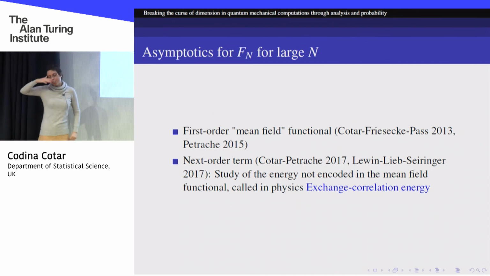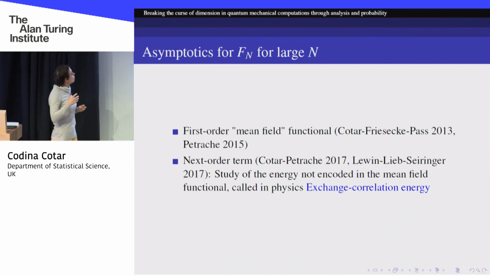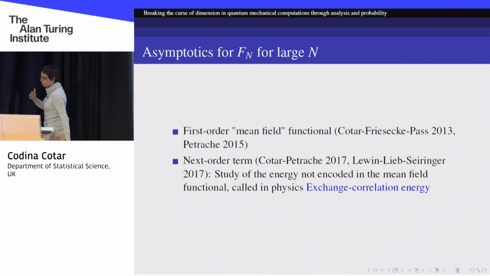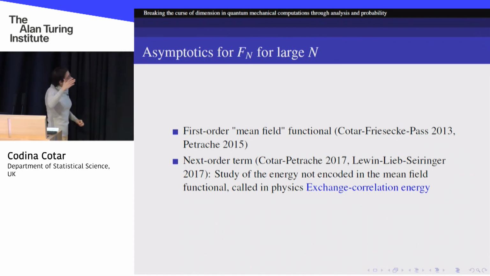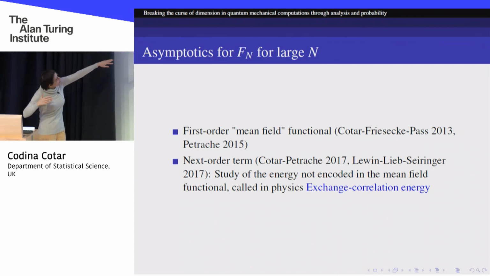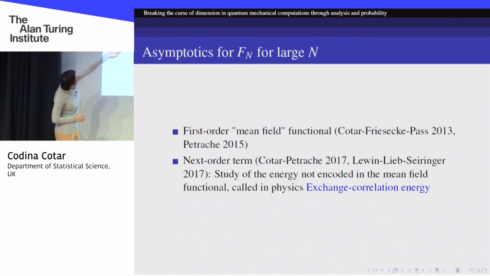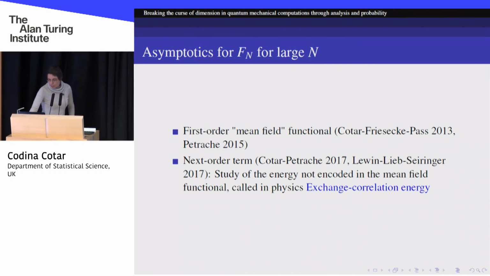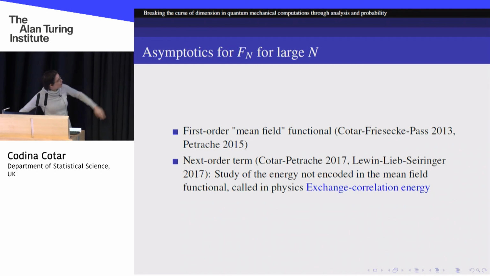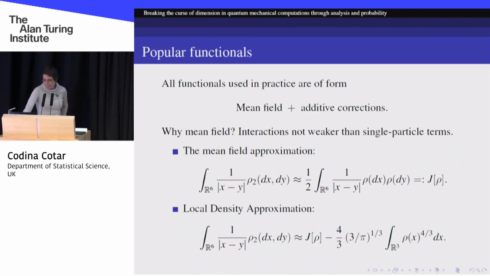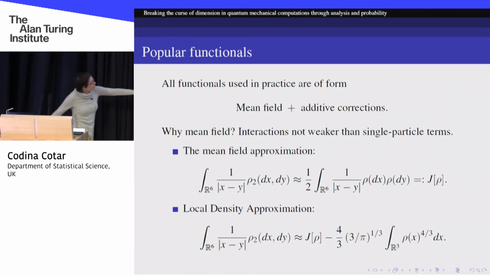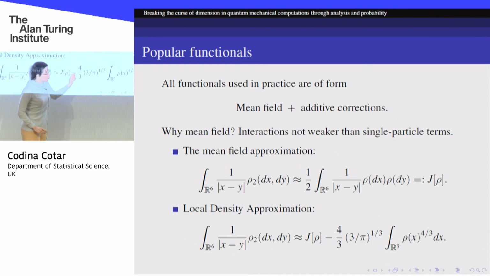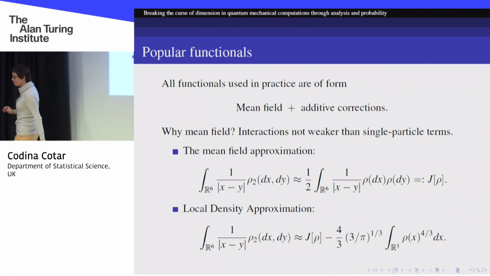We can try to understand how this optimal transport problem behaves for large n, and if we do so, we can recover the mean field functional, and we can also look at the energy which is not encoded in the mean field functional, and that allows us to say something more about the constants that should be put in the local density approximation.